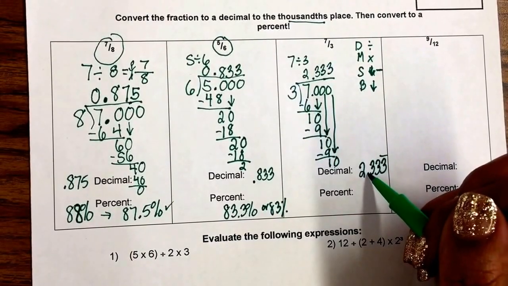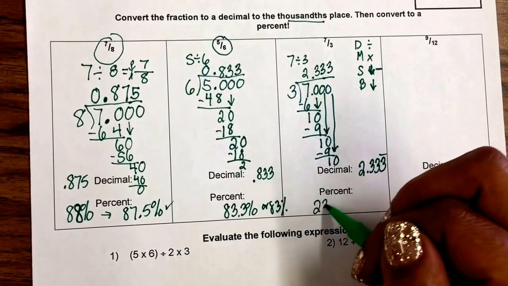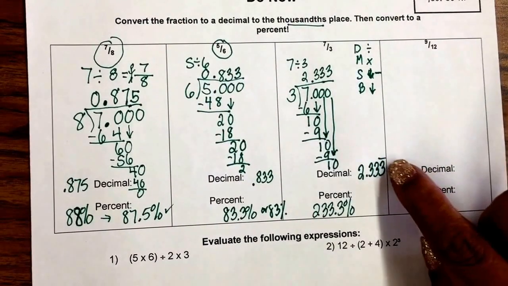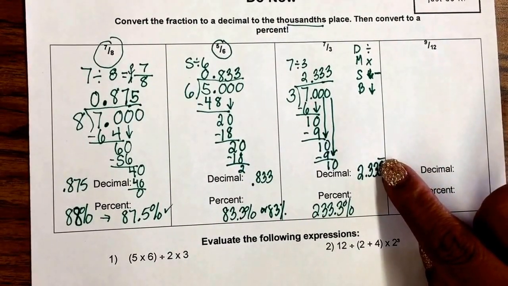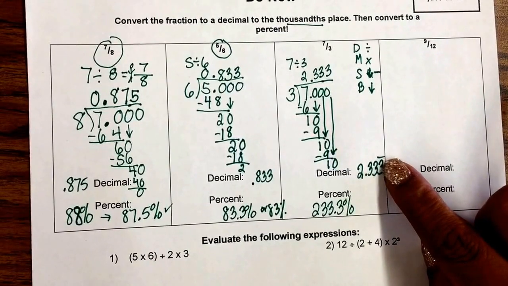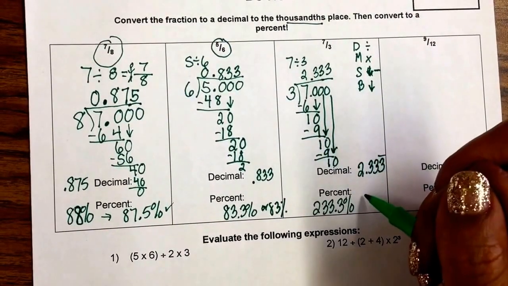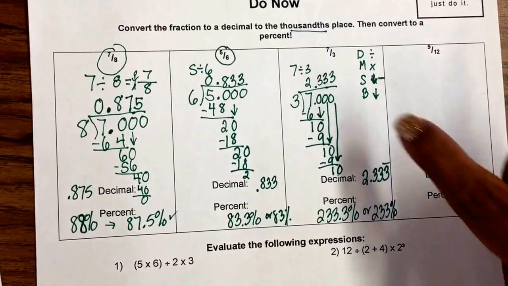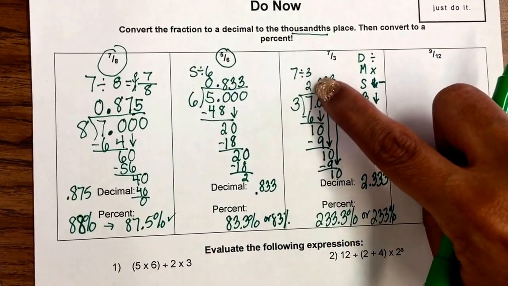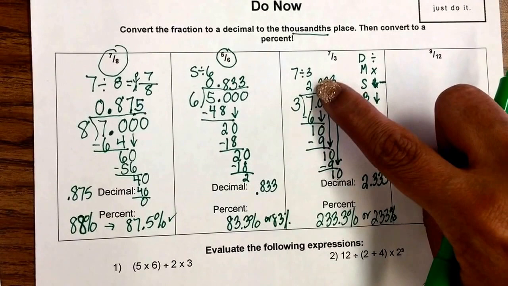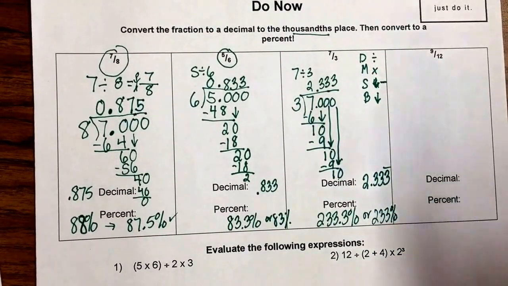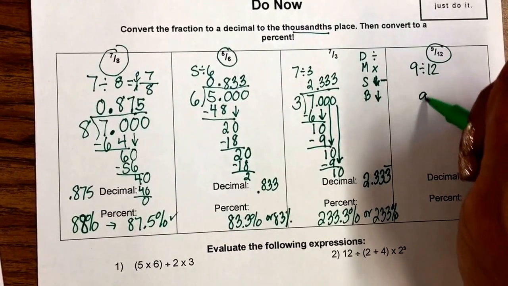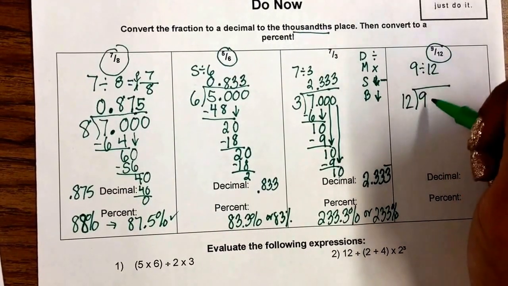I could move my decimal 2 times, 1, 2, and get 233.3%. Or again, to the nearest hundredths. So I have 33 hundredths, yes, going down. So it's still 233%. And that makes sense because I definitely have more than one whole here. I have more than 100%. I actually have 200%.